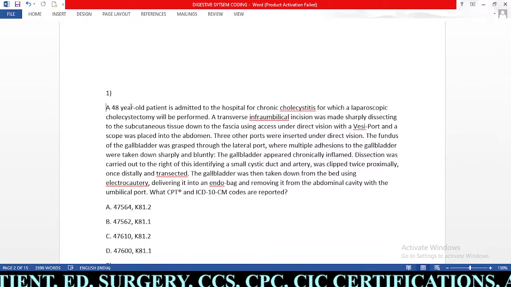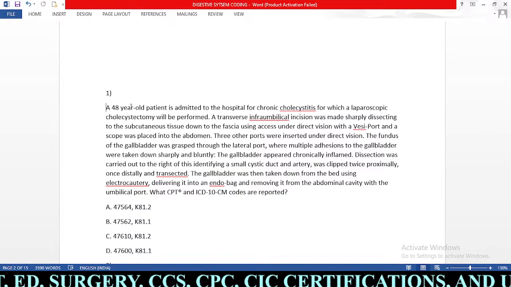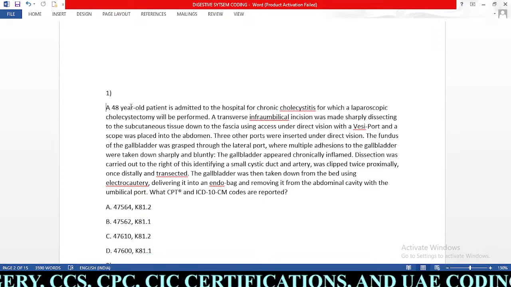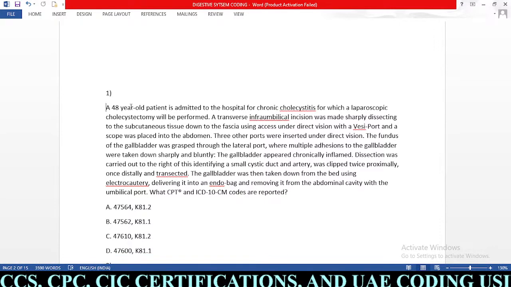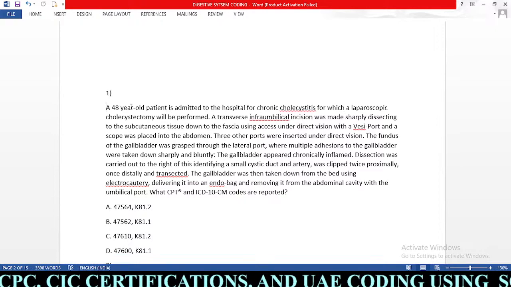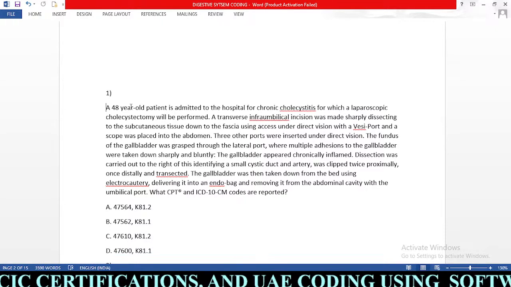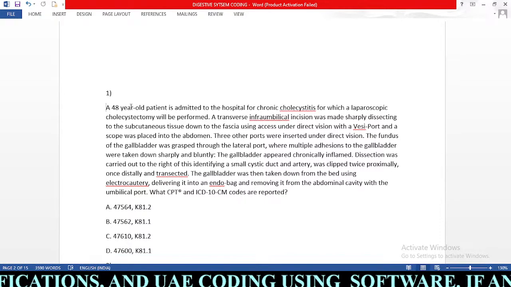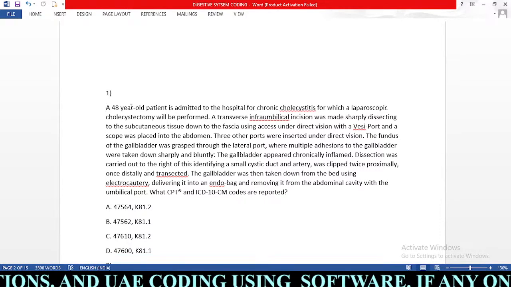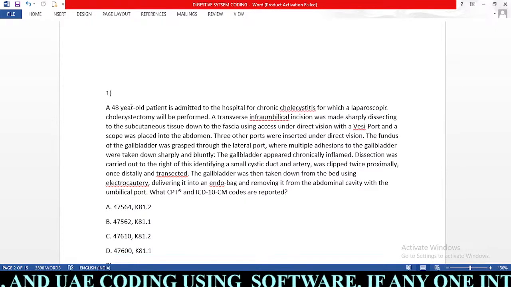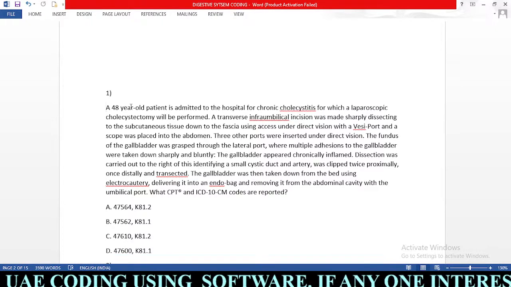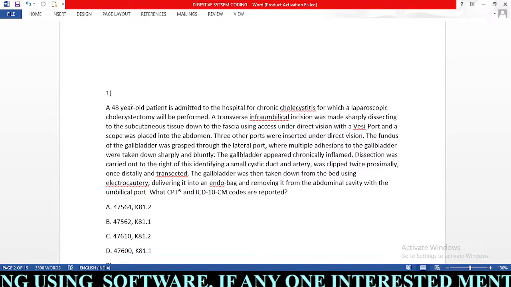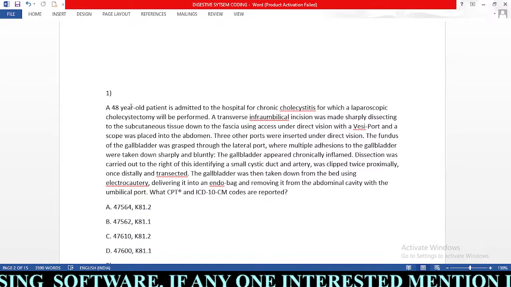Try to remember: as soon as you see any operative report, you need to identify whether it is an open procedure, a laparoscopic procedure, or a percutaneous procedure. You need to understand what the procedure is. If you see incision in the operative report, think open procedure. If you see laparoscope or similar words, think laparoscopic procedure. We will check now.